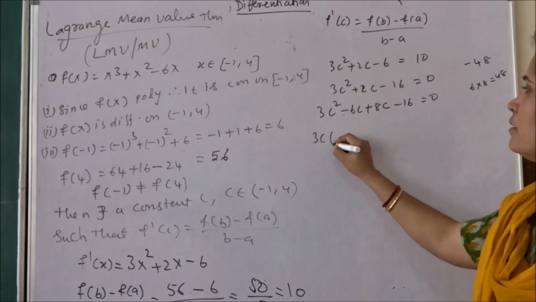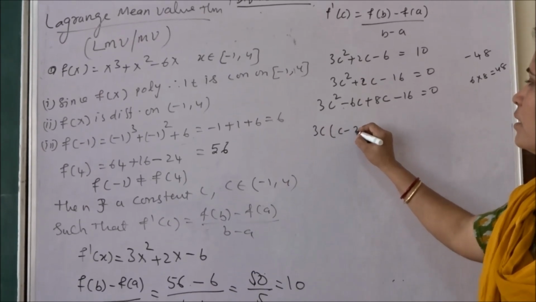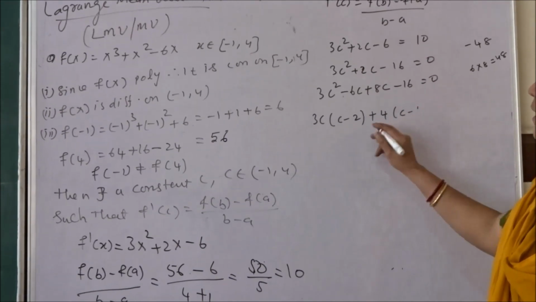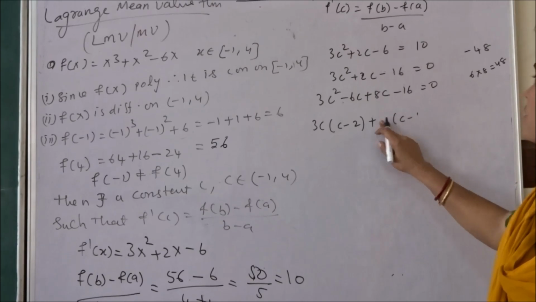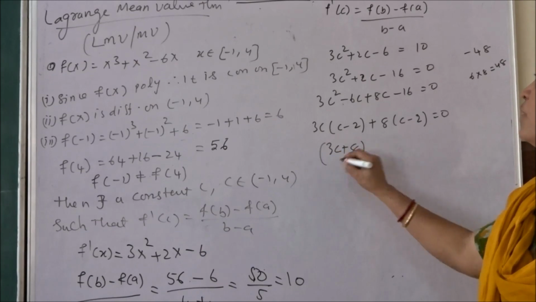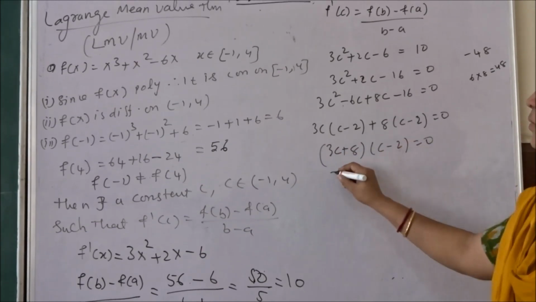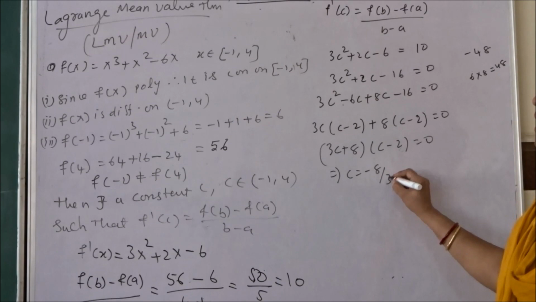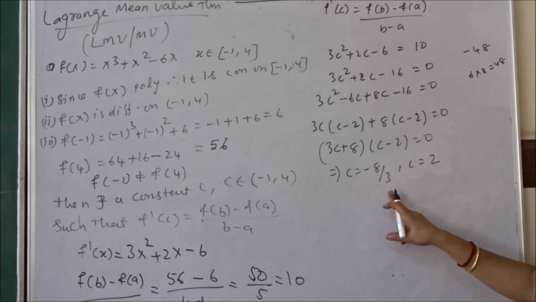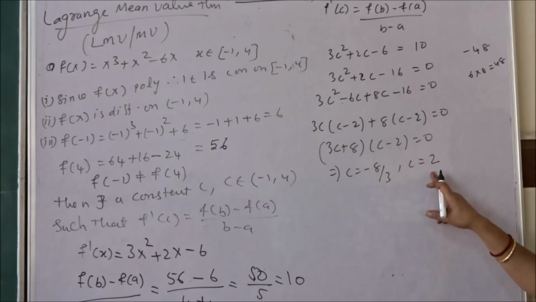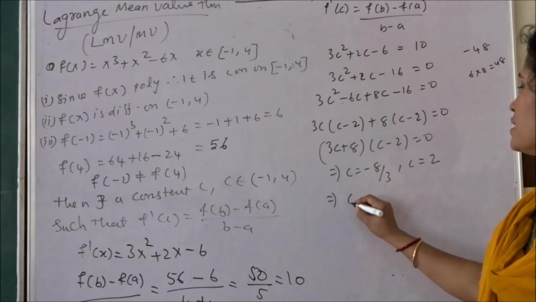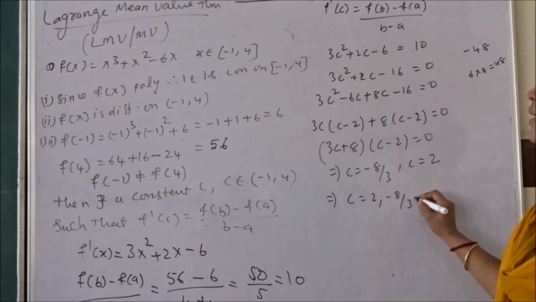Now I am taking 3c common, (c minus 2), and then here I am taking 8 common, (c minus 2) equal to 0. So (3c plus 8)(c minus 2) equal to 0. This implies c is equal to minus 8 by 3 and c is equal to 2. But as per the question, both values must belong to the interval.